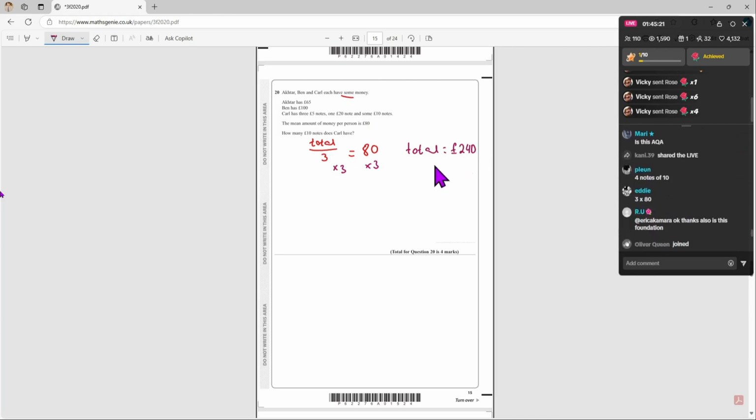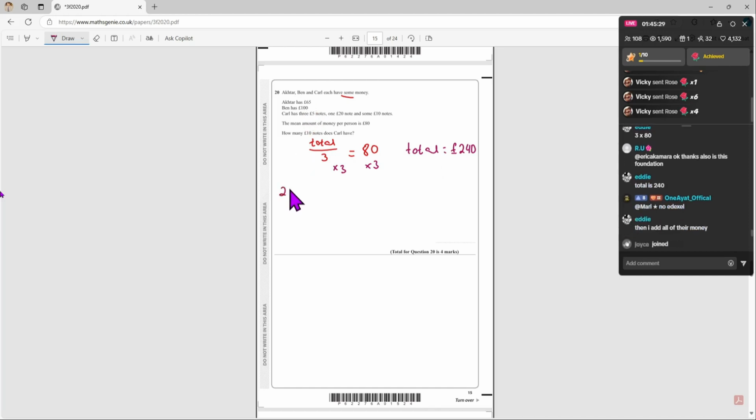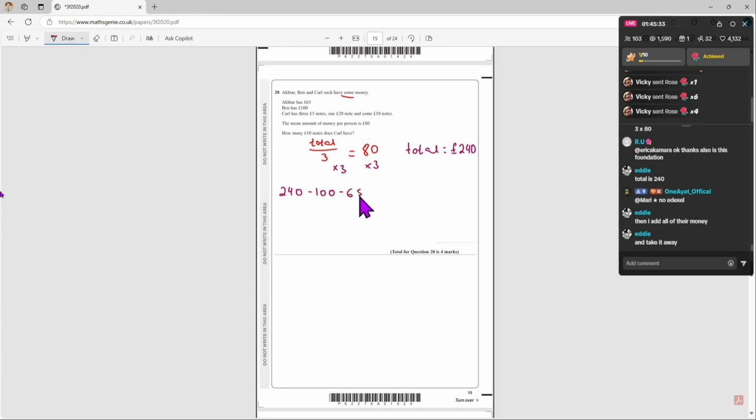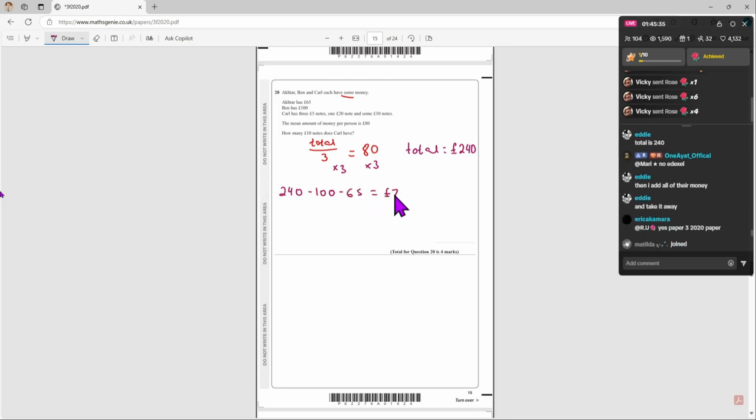Okay? So now we've worked out the total. We're going to do 240 minus 100 and minus £65 to get £75. Now this is the amount of money Carl has. Okay? So Carl has £75.